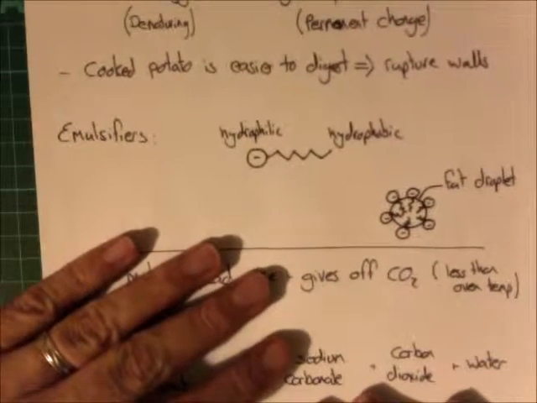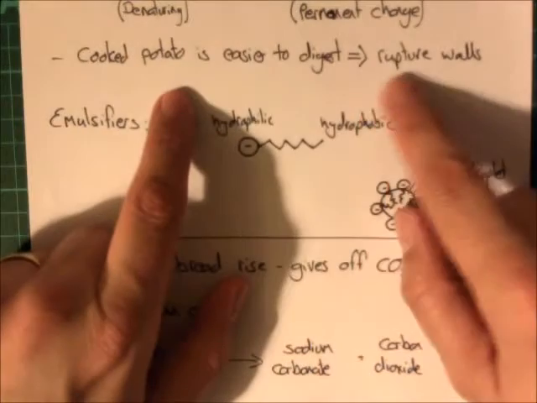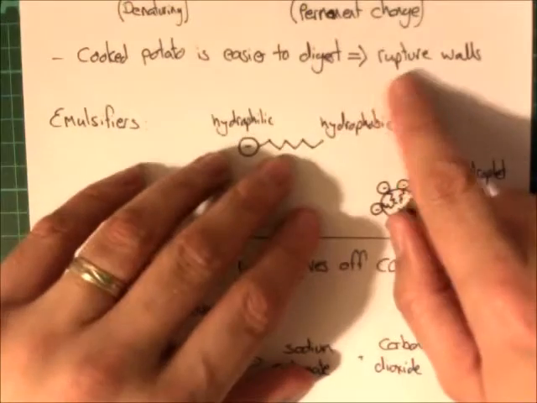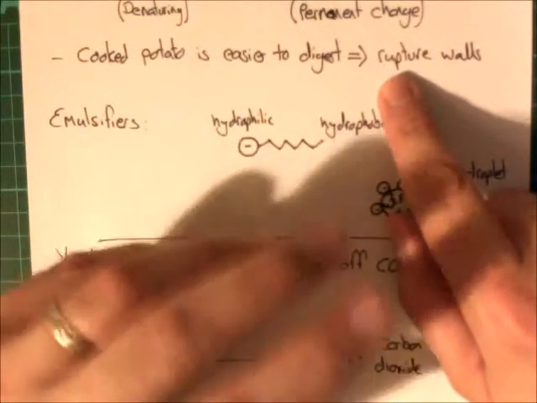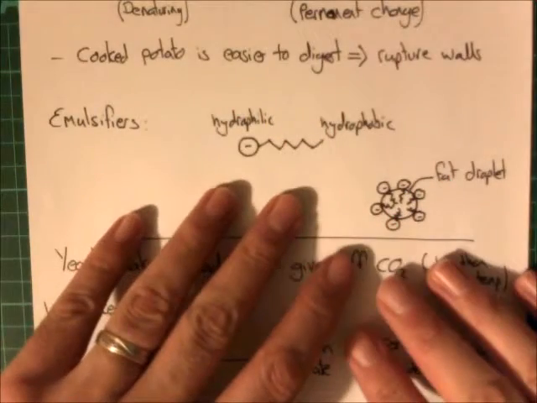Cooked potato is easier to digest. It seems fairly obvious, but what happens is the very tough cellulose inside, the really tough biological material, is torn apart because as the water inside expands and boils, it ruptures all the walls and makes it much easier to digest.